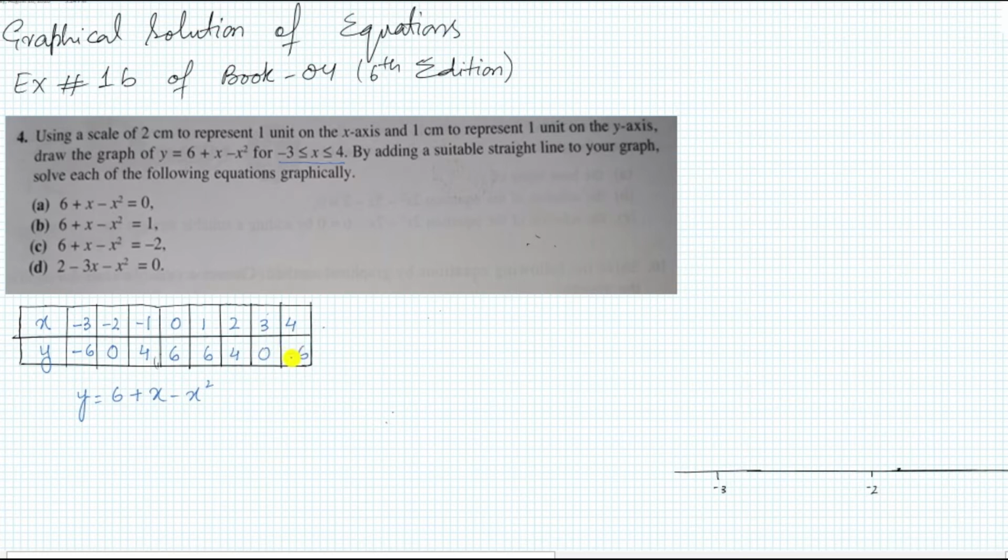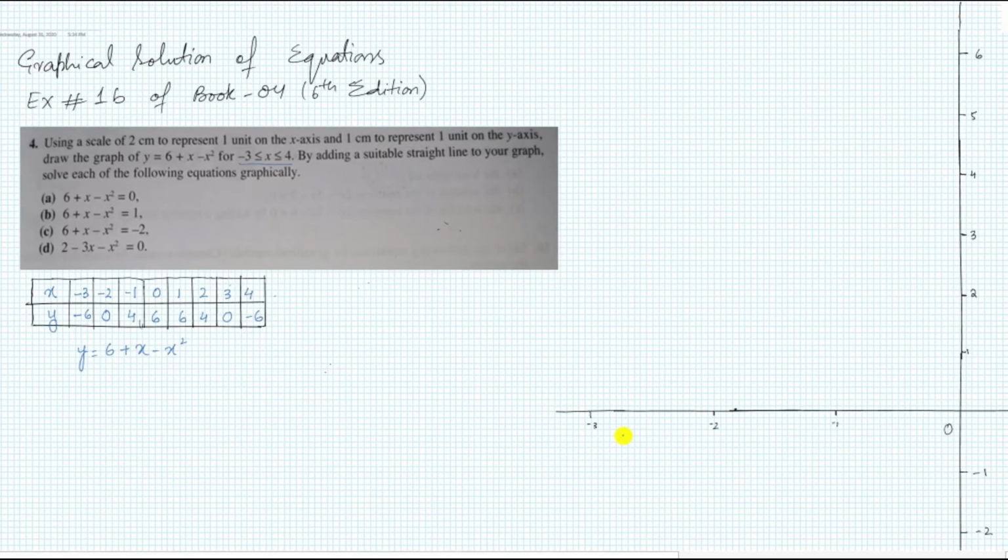Now we have the values of x and y. With the help of these values, we will draw the graph. So now let's mark all these points on the graph. 2 cm to represent 1 unit on the x-axis, so it means we will take 20 small squares as 1 on the x-axis, and 1 cm to 1 unit on the y-axis, so it means 10 small squares will be equal to 1.